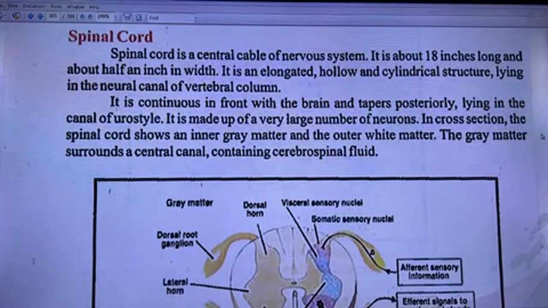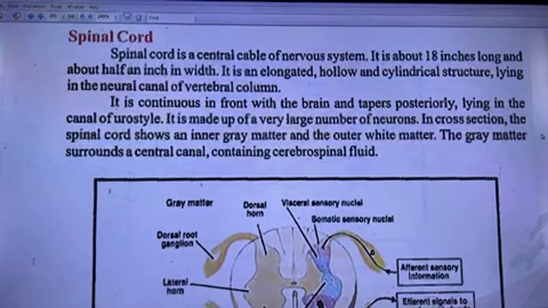Spinal cord is the central cable of the nervous system. It is about 18 inches long and about half an inch in width. It is an elongated, hollow and cylindrical structure lying in the neural canal of the vertebral column. It is continuous in front with the brain and tapers posteriorly, lying in the canal of the urostyle. It is made of a very large number of neurons.